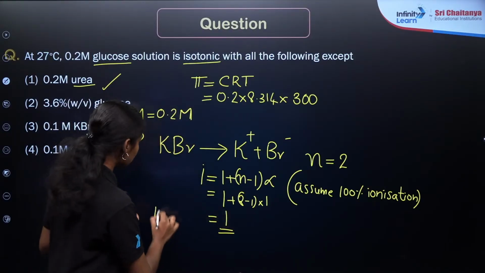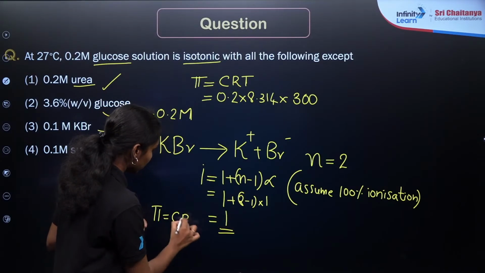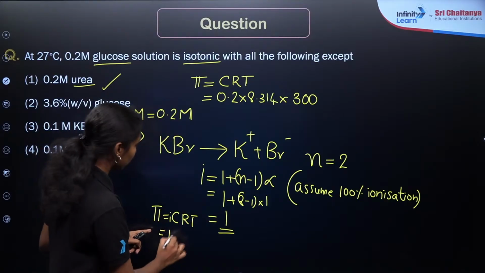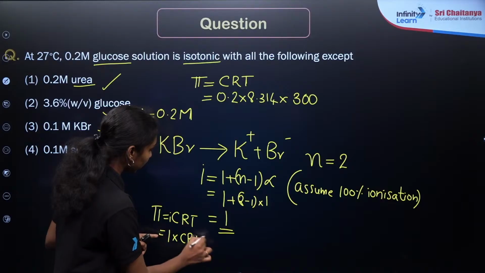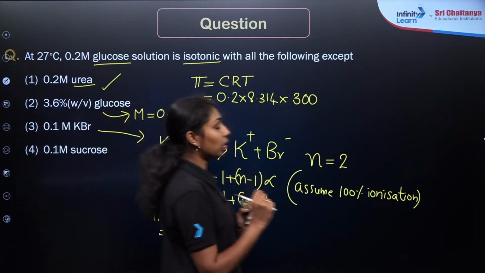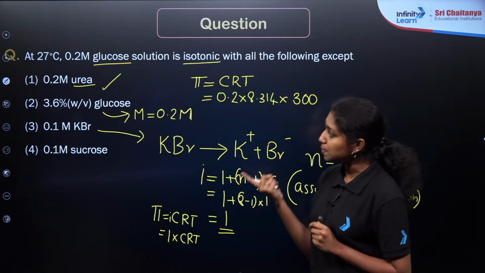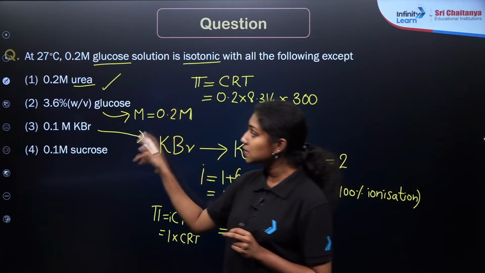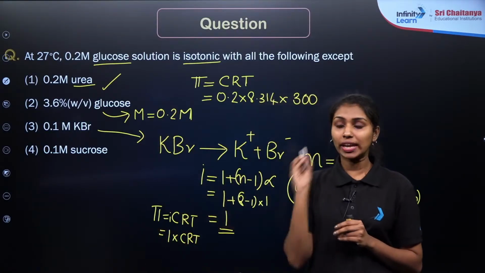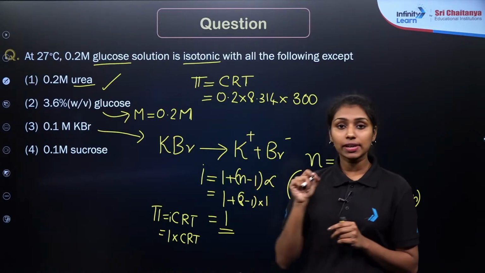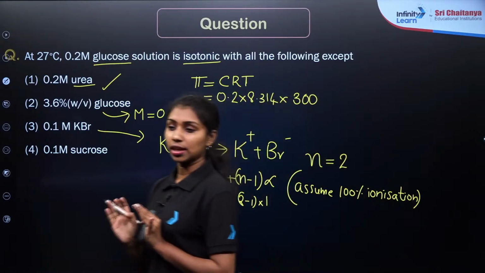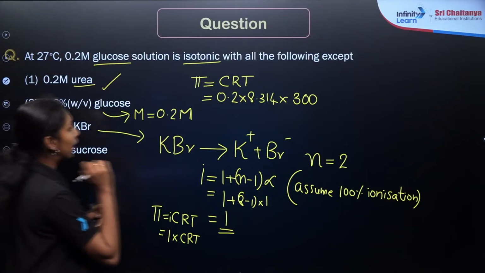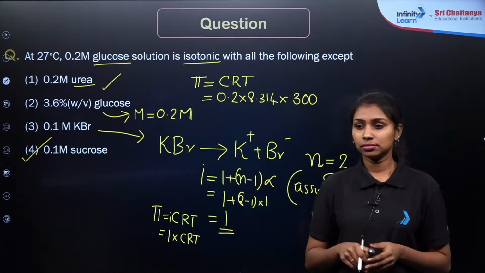So pi is equal to iCRT here. In case of 0.1 molar KBr also, we will get the same value of osmotic pressure as compared to the 0.2 molar glucose, right? So in the three cases, we are getting the same value of osmotic pressure. So we can say that all the three conditions satisfy the isotonic solution condition, right? So obviously the last one is the one which is having a different osmotic pressure as compared.